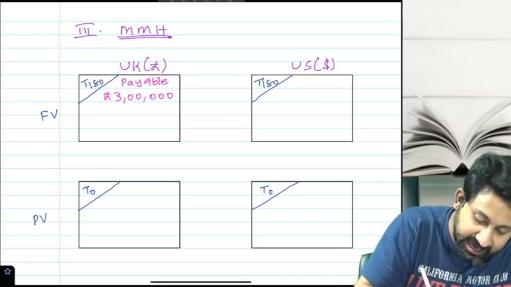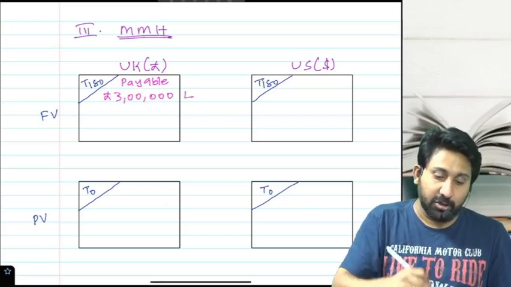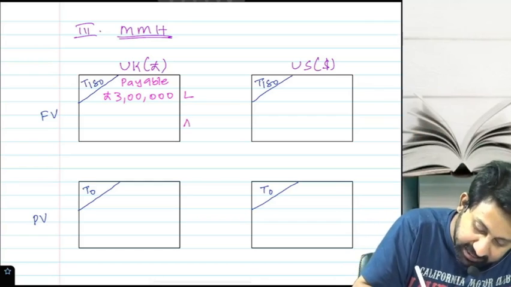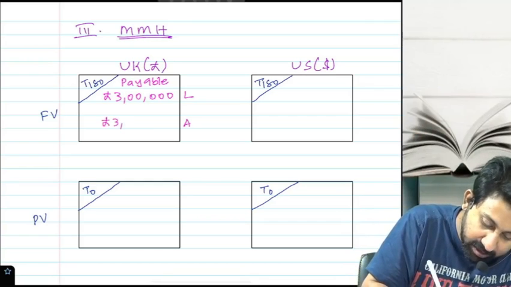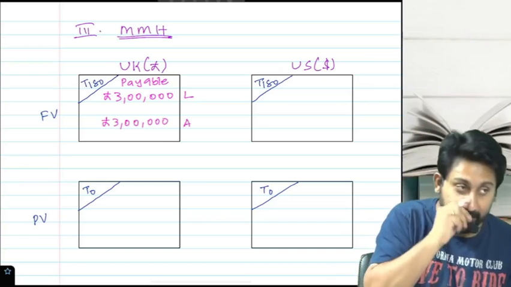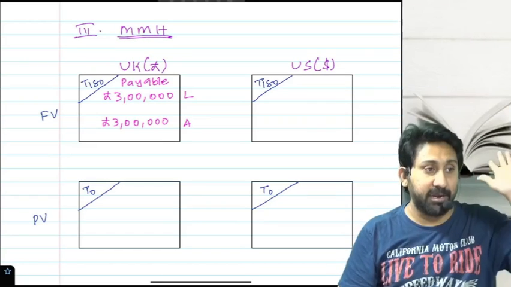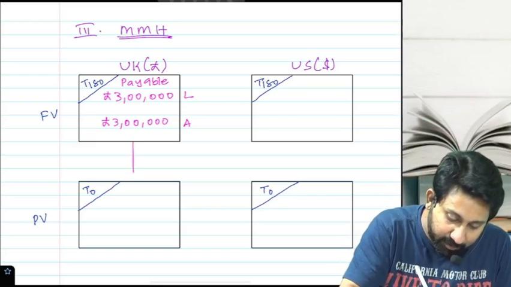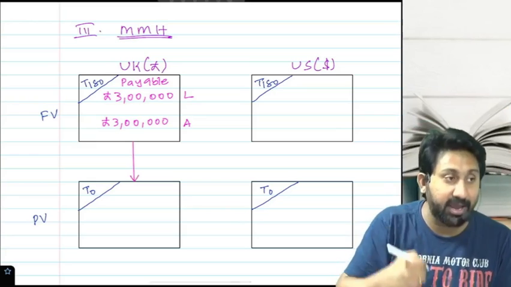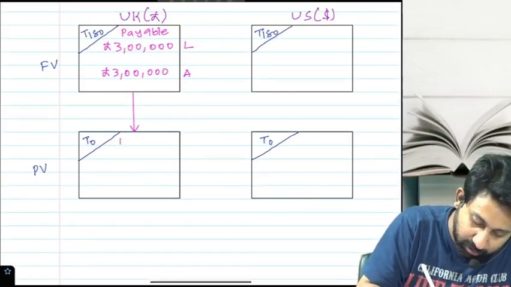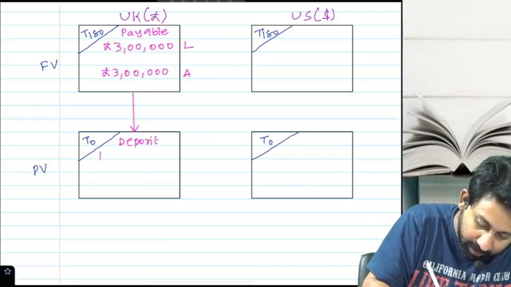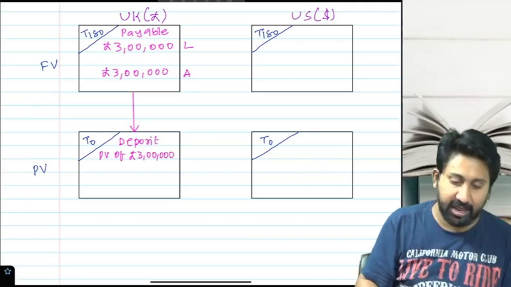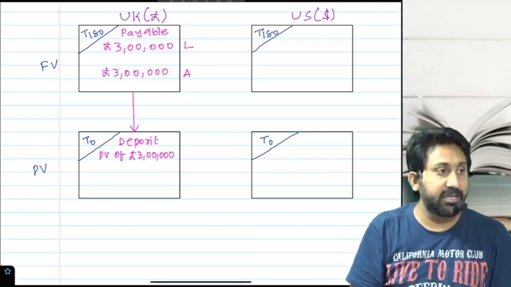Is this an asset or a liability? Liability. You need to counter this liability using an asset. How much asset should be created? Pound 3 lakh should be created, so that the asset pays that liability in future. To create an asset here, you need to make a deposit: the present value of pounds 3 lakh.